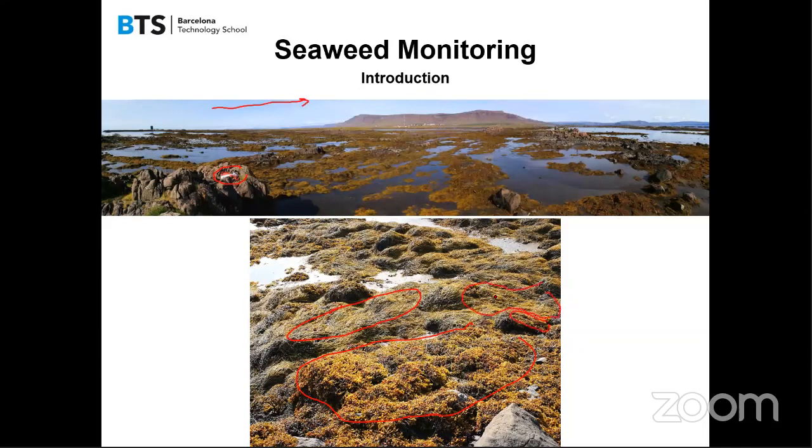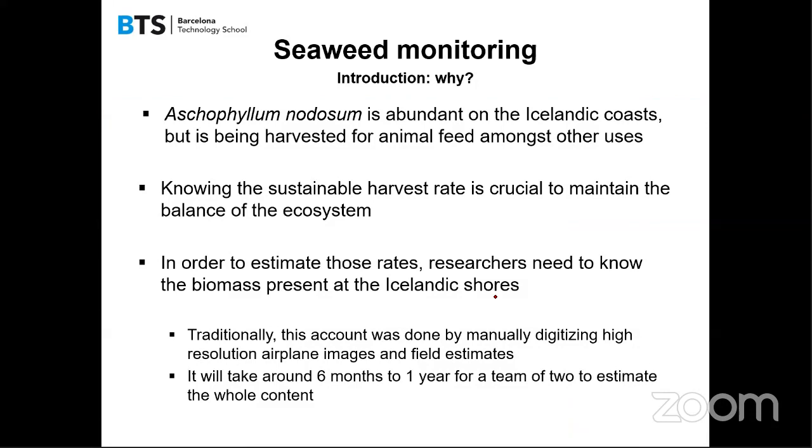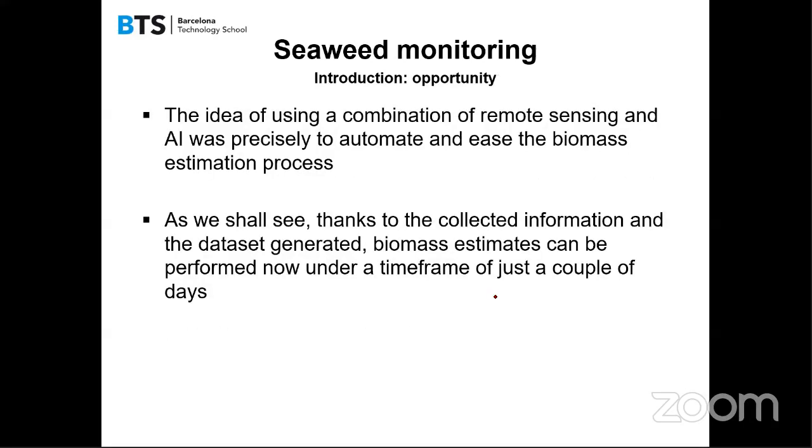But anyway, that means that you needed to have someone actually labeling these images manually in order to then account for the square kilometers of seaweed that you have. It will basically take about 6 months to do this in this part of the Icelandic shores in the west. So this was an opportunity to use a combination of remote sensing and AI to automate and ease the biomass estimation process.